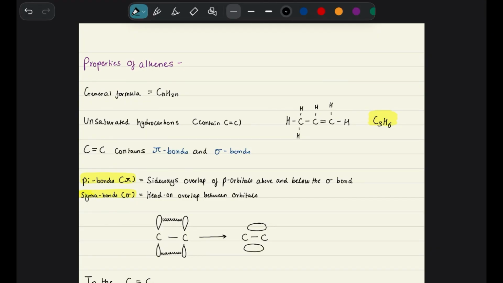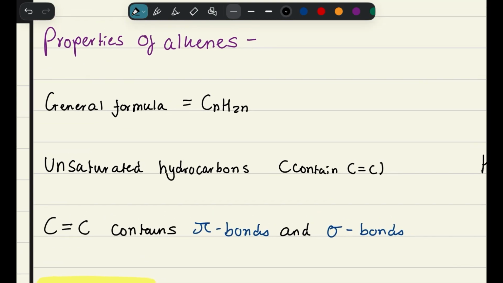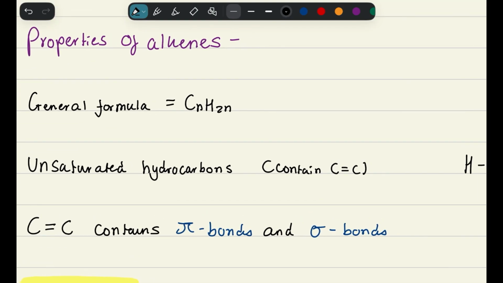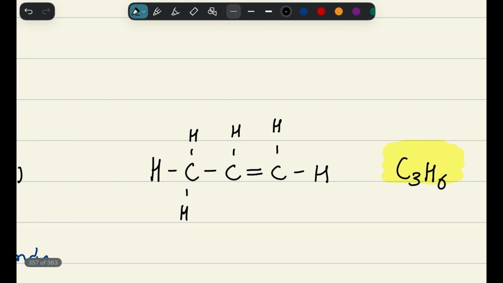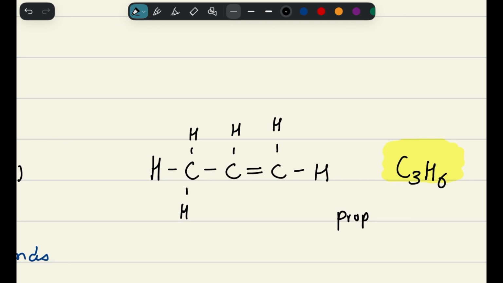Okay, so we're going to kick things off by talking about the properties of alkenes. General formula CnH2n, and they are unsaturated hydrocarbons, meaning they contain that carbon-to-carbon double bond, and they don't have the maximum number of hydrogens that they possibly could. You can see here an example of an alkene: 3 carbons, so we use the prefix prop, and the suffix ene, so propene. Prefix prop, suffix ene for the alkene group.